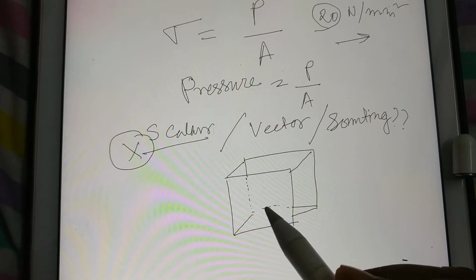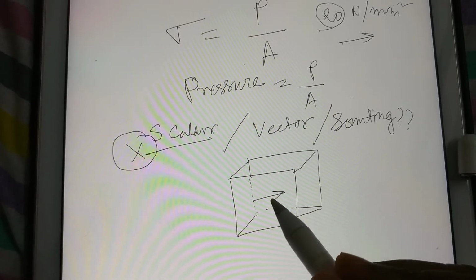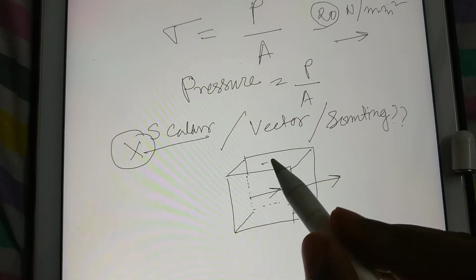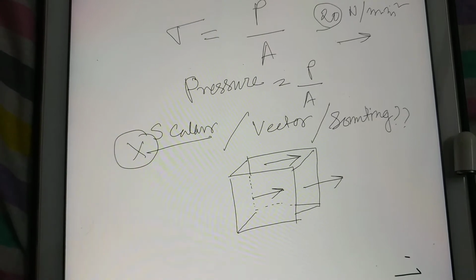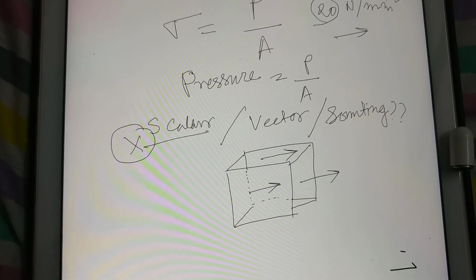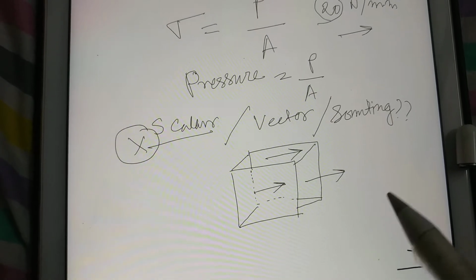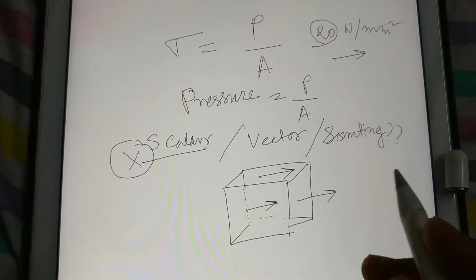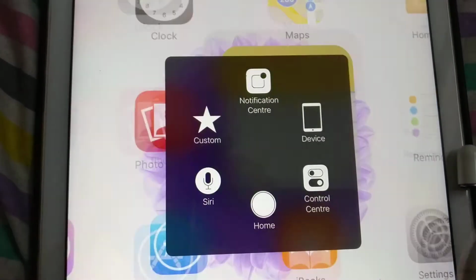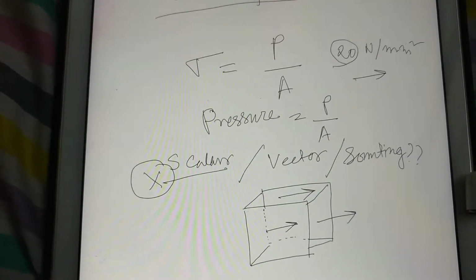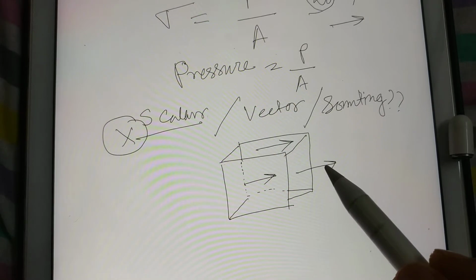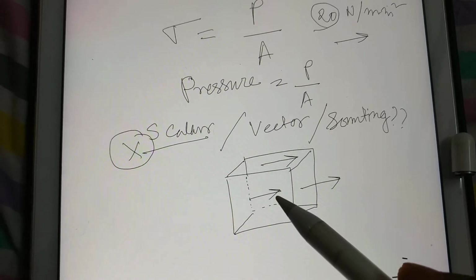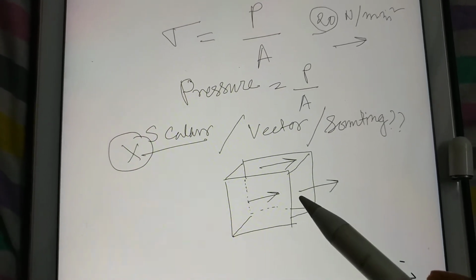So in this plane I put the value of stress and direction of stress in the diagram. So in every plane of the three dimensional body stress is applied. My question is, this is 20 newton per millimeter square, this is 20 newton per millimeter square, and this is 20 newton per millimeter square. So are both the same or not?